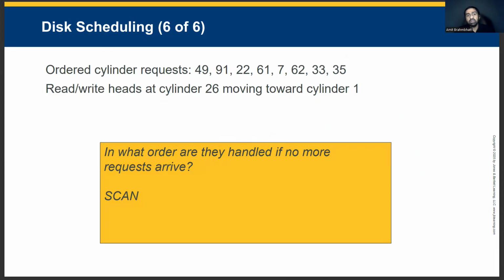In the scan example, the disk head starts at cylinder 26 and moves towards cylinder 1. As it moves, it services requests in the order encountered. Scan ensures fairness by passing through all cylinders before reversing direction.